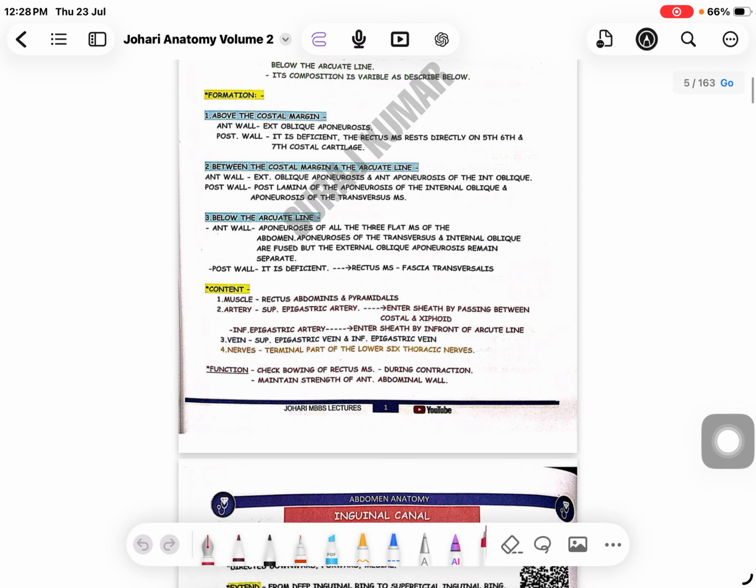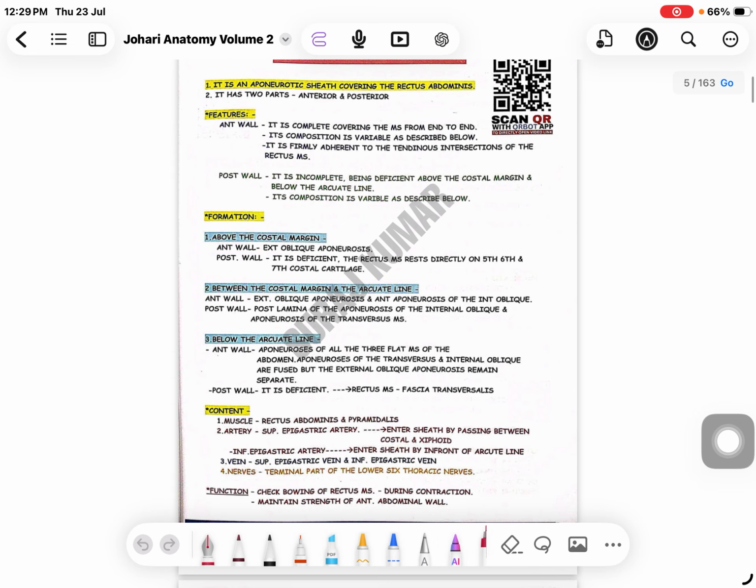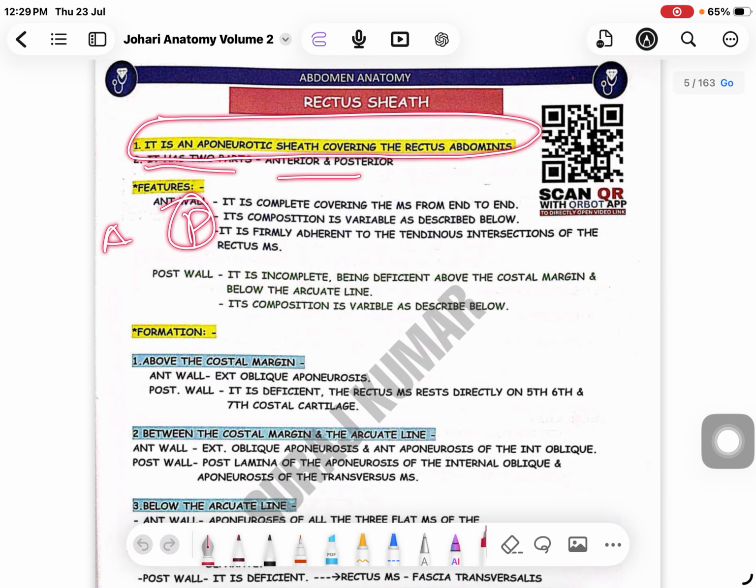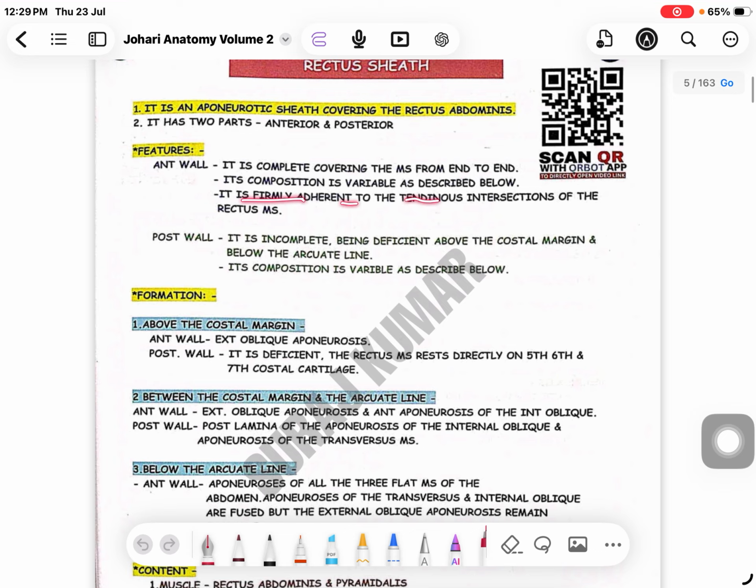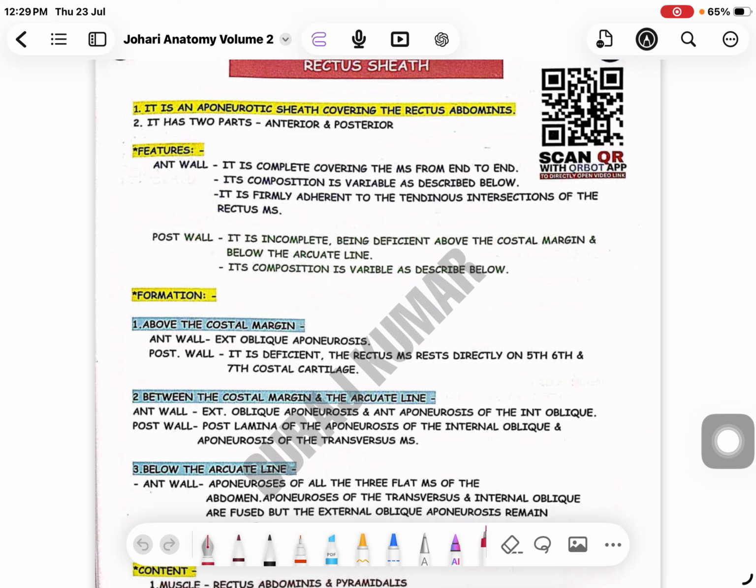So that was the rectus sheath. The diagram is not given here; we should see the diagram from the book itself. It's an aponeurotic sheath covering the rectus abdominis, and it has two parts, anterior and posterior. The anterior wall is complete, covering the muscle from end to end, and its composition is variable. We will discuss that. It's firmly adherent to the tendinous intersections of the rectus muscle. We have seen that the rectus muscle has many intersections; at those intersections it is firmly adherent, though sometimes it is not so firmly adherent.